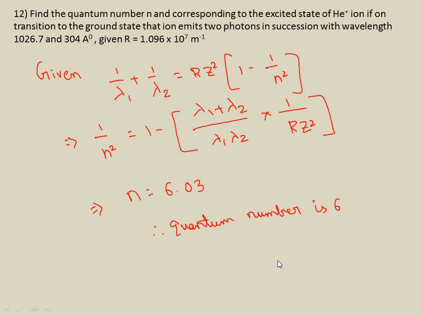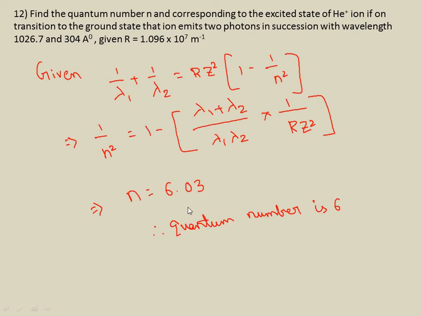Right. Now let's look at the next one. Find the quantum number n corresponding to the excited state of the helium ion, if on transition to the ground state that ion emits 2 photons in succession with wavelengths 1026.7 and 304 angstrom, and given R value. Earlier we discussed with energy consideration, now we have to speak in terms of wavelength. Other than that, no difference. Do you remember in the earlier problem we took two photons with given energies? Similar kind, but here in terms of wavelength. So for the two different wavelengths, 1 by lambda 1 plus 1 by lambda 2, Rydberg formula we already have, right? So RZ square of 1 minus 1 by n square. So get n from that.